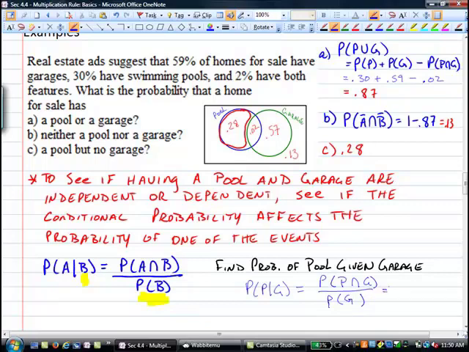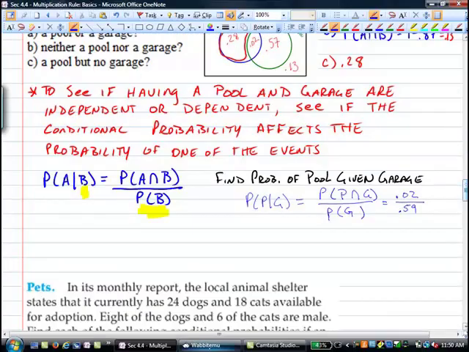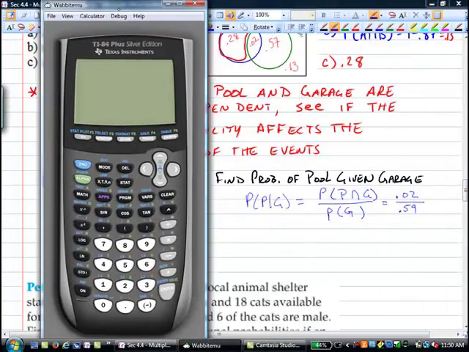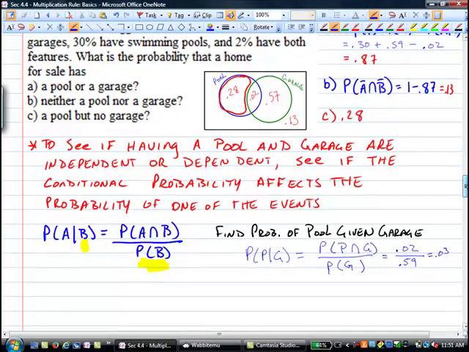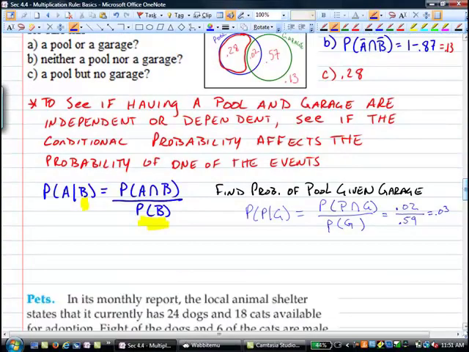Looking at the numbers in the problem, the probability of having a pool and a garage is 0.02, whereas the probability of having a garage is 0.59. On your calculator, you'd take 0.02 and divide that by 0.59, and we get 0.03. There's a 30% chance that a home has a pool. There's only a 3% chance that a home has a pool if you know that it has a garage.